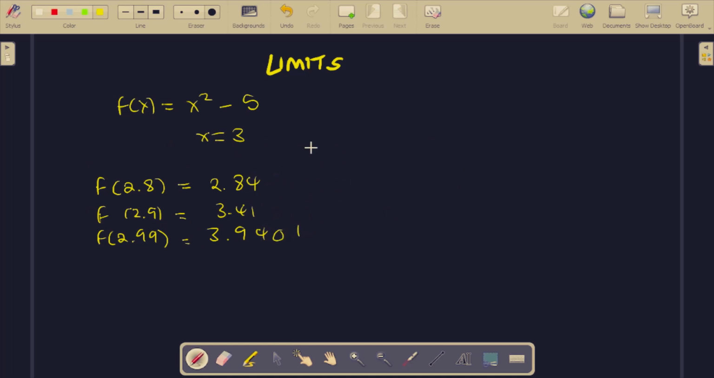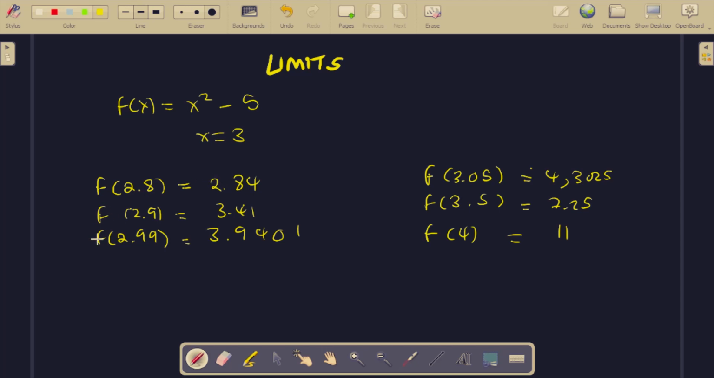Now let's consider values of x that are strictly greater than 3. So let's take f of 3.05. Now f of 3.05 is 4.3025, and f of 3.5 is 7.25, and f of 4 is going to be 11. Great. So we have 6 different values of x.